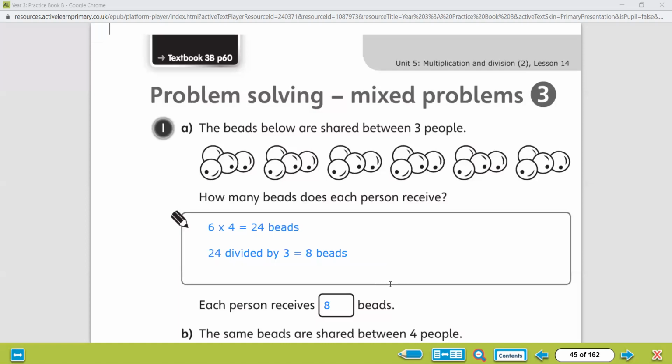Okay, so let's look again. We worked out how many beads there were altogether. There are 24. And then I had to share those beads between 3 people. So I had to count in 3s to 24, and my answer was 8. That's clear.